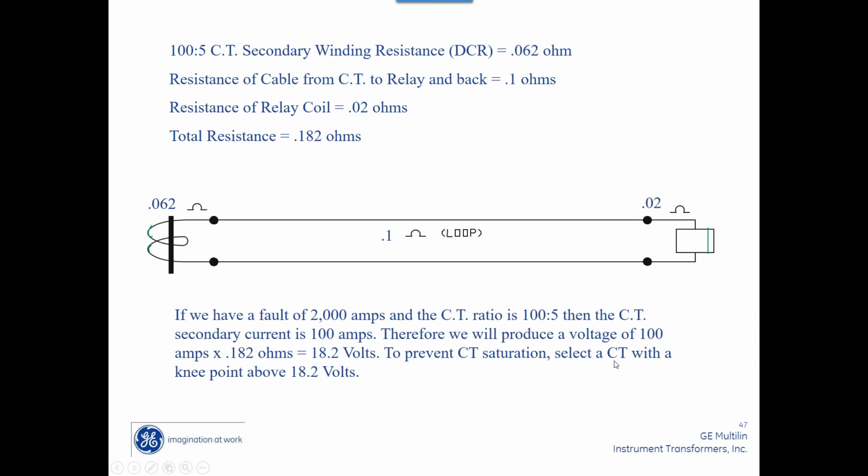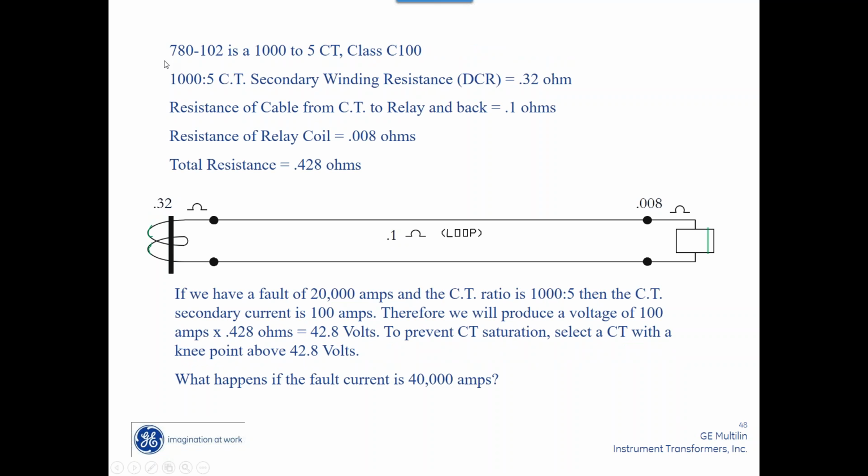Okay, so we just need to select a CT with a knee point above 18.2 volts. So I could easily go with a C50 on this application and be perfectly fine. A C10 is not going to work. A C20 is very marginal. Okay.